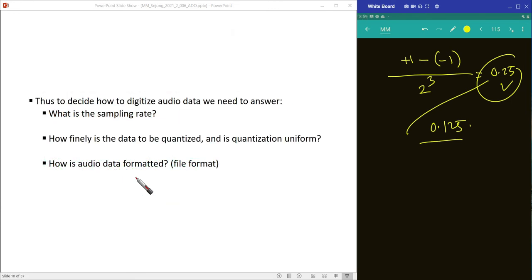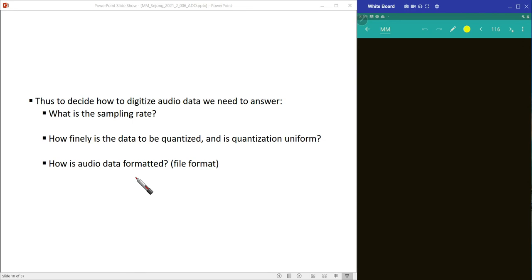Okay, so now the question ultimately comes down to understanding and landing on a conclusion to decide how we do the digitized audio. We need to decide what the sampling rate is. Definitely, if your sampling rate is high, your sound quality will be high. The more samples you take every second, the more of the original signal you are going to store, but it will take more storage and more processing time.